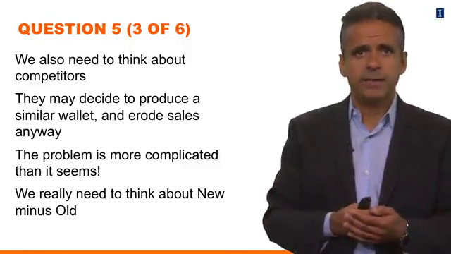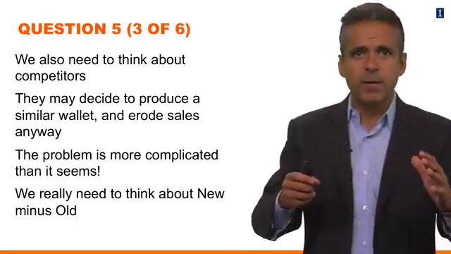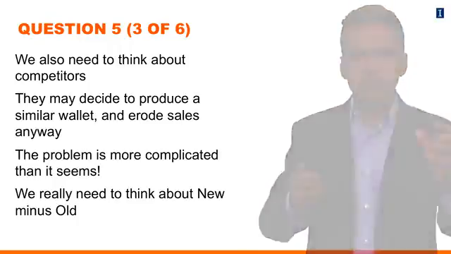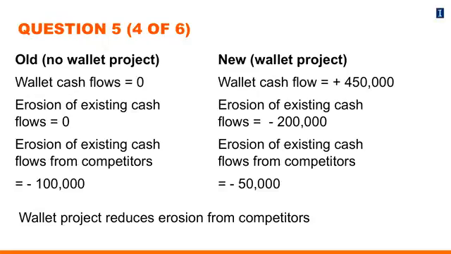To really think about this problem, we have to be very careful and really model this notion of new minus old. So that's what I have for you here. Let's go line by line and think about what changes if you go from no wallet to the wallet project. Of course, the wallet cash flows alone are 450. And if you sell wallets, you're going to erode 200. If you don't start the wallet, your own erosion is 0.